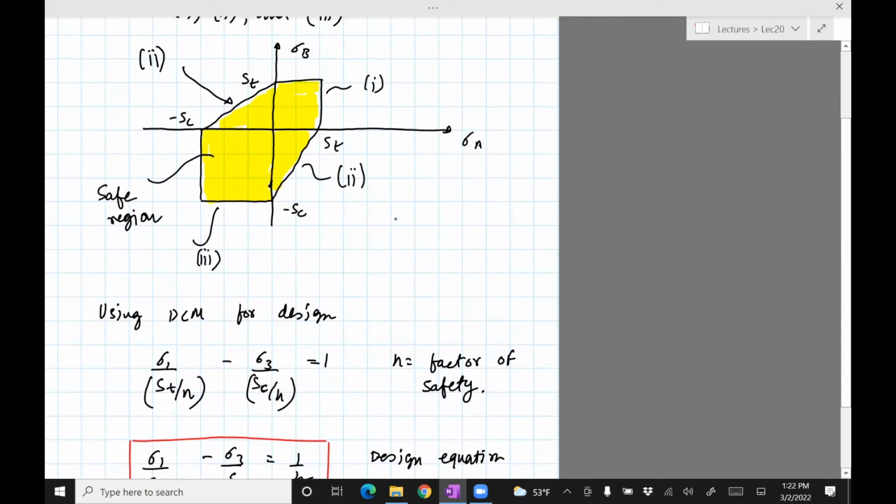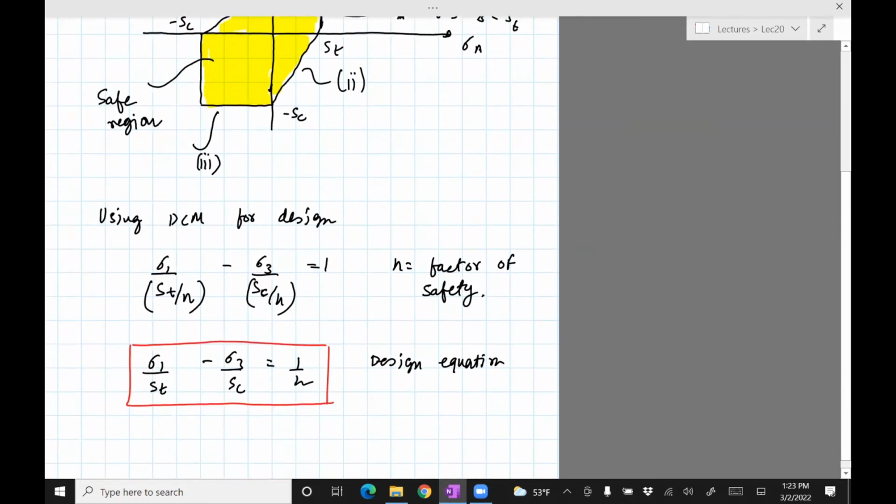This is basically the region where sigma 1 is less than ST, or sigma A is less than ST, and sigma B is less than ST, right? This is the one for ST. Sigma B is less than ST, and this is sigma A is less than ST. So that is just telling you if something will fail or not.